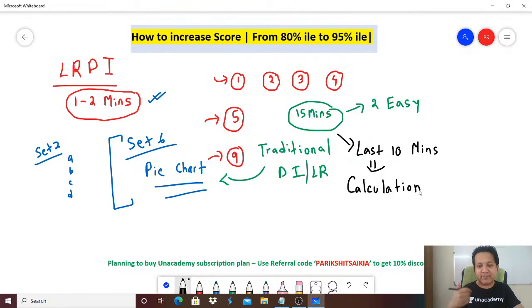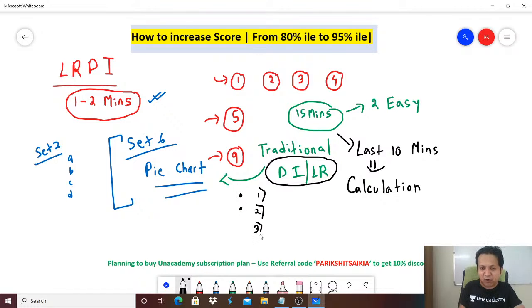Or for that matter, let's say there was an LR puzzle where there were 4 questions. You understood how to solve this puzzle. You got question number 1 and 2 already. But 3 and 4 require a lot of calculations. In the last 5-10 minutes, come back and try to solve the remaining questions in this set.